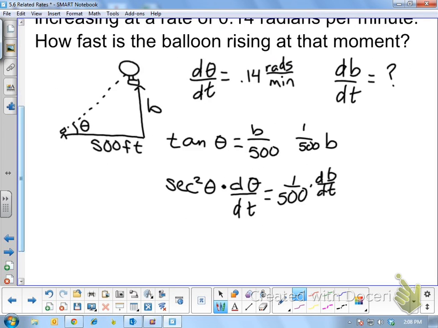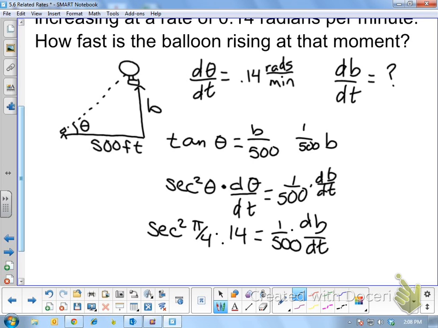So now that I have this equation, I could actually plug in my values and solve for dB dt. We knew theta at that particular moment in time was pi over 4. D theta dt was 0.14. And we could then go solve for dB dt, which is just algebra at this point, and we're running out of time. So we're going to skip that part.